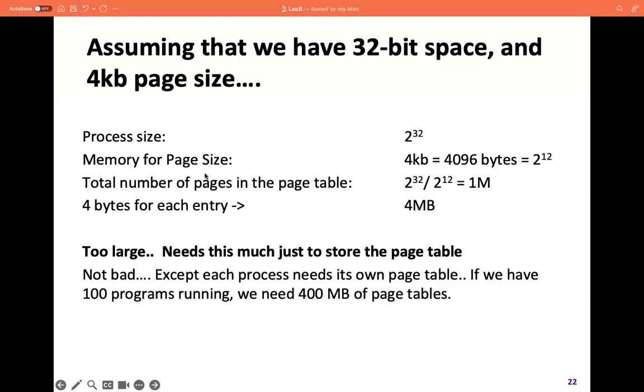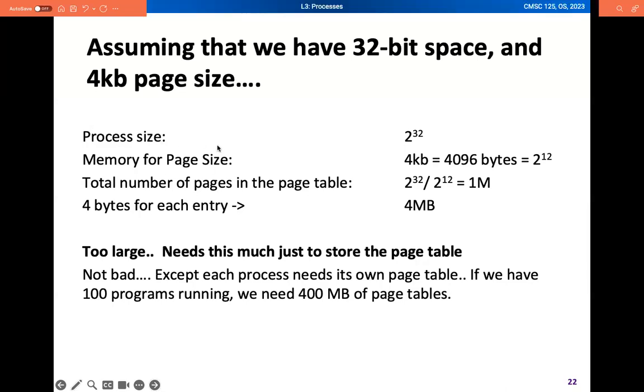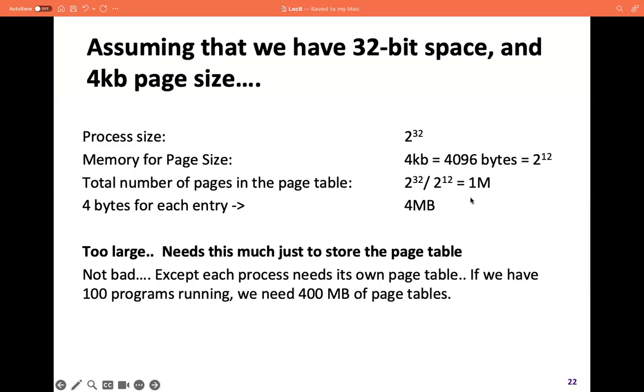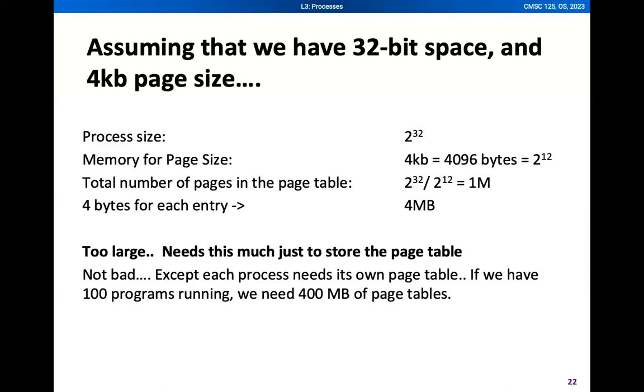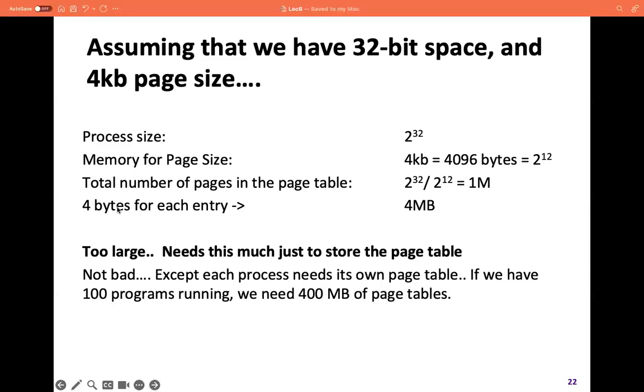Now, the total number of pages in the page table would be 2 raised to 32 divided by 2 raised to 12. So we basically just divide the process size by the size of the page. And that would give us 1 million. So that means that we have a total number of 1 million pages in the page table. And since each entry is 4 bytes, that would be 4 bytes times 1 million, which is 4 megabytes. It means that this 4 megabytes is needed just to store the page table.